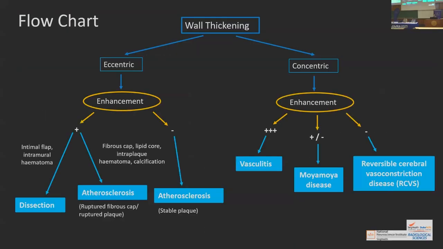And this is our schematic, which we use for our residents. Is there or is there not wall thickening? Is it eccentric or is it concentric? Is there or is there not enhancement, and what is the pattern of enhancement? So this will lead us down the path of the different diagnoses.